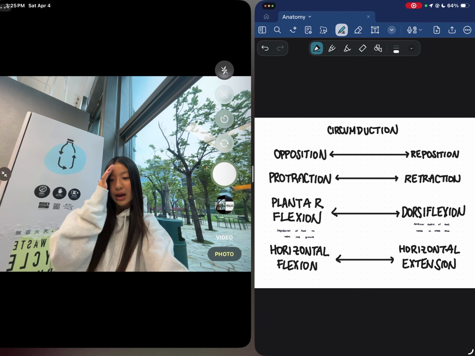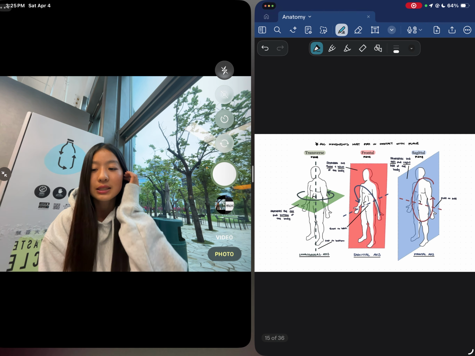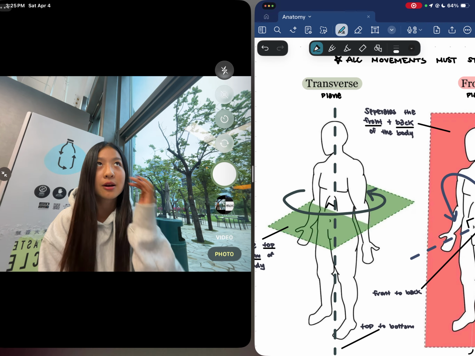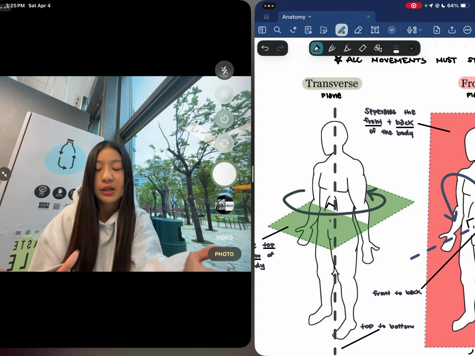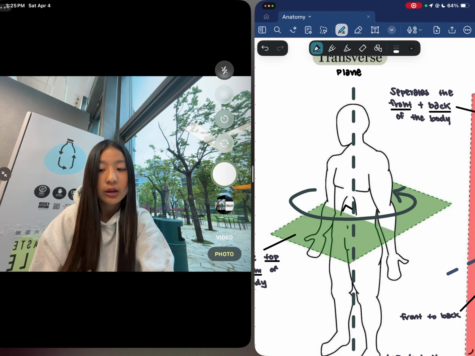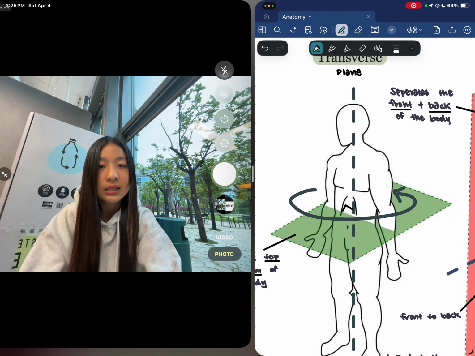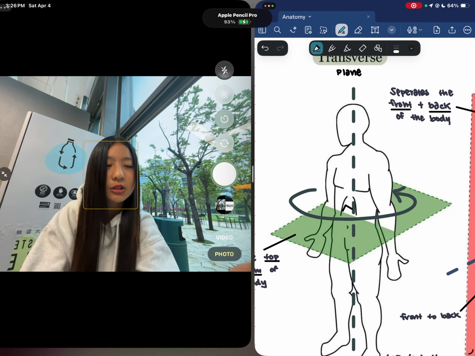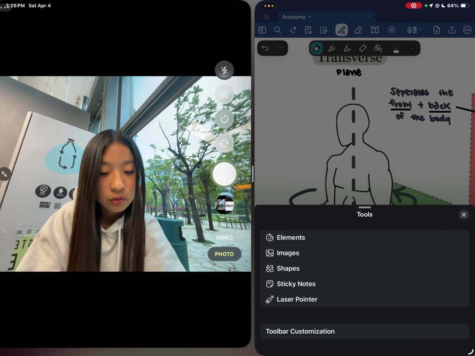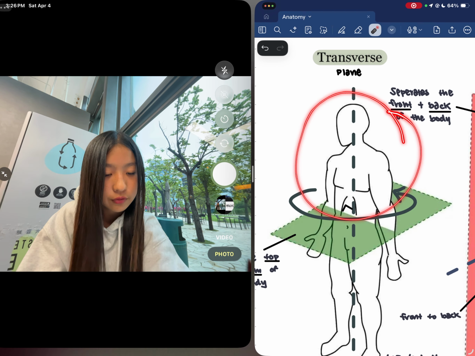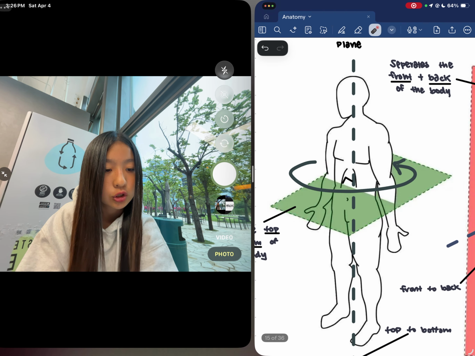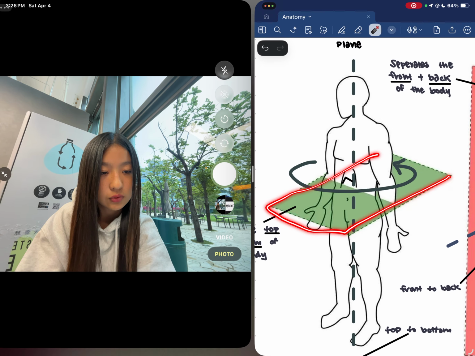Now to look at the planes and axes of movement, focusing on the planes first. A plane is like a pane of glass splitting the human body a certain way. The transverse plane splits along the midline of the body. It separates your torso in half, so we have your top half and then your bottom half. That's the transverse plane.